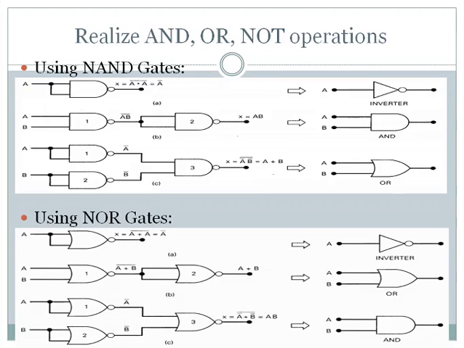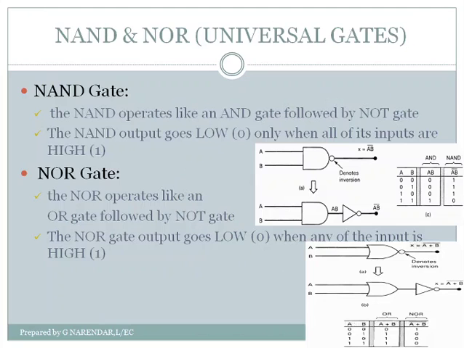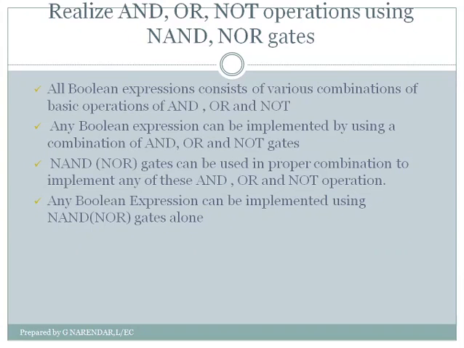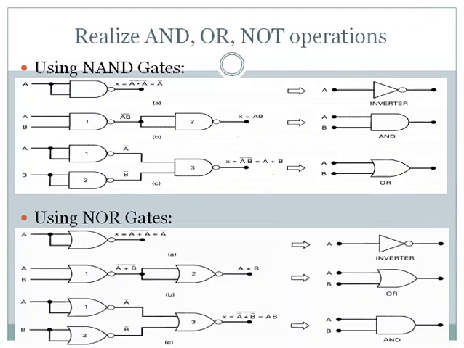So this completes the lecture. In this lecture we have discussed the working of NAND and NOR gates in detail along with their logic symbols and truth tables, and we have also discussed the working of the XOR gate along with its logic symbol and truth table. We have also shown how to implement the basic operations using either only NAND gates or only NOR gates, and by this we complete the lecture.